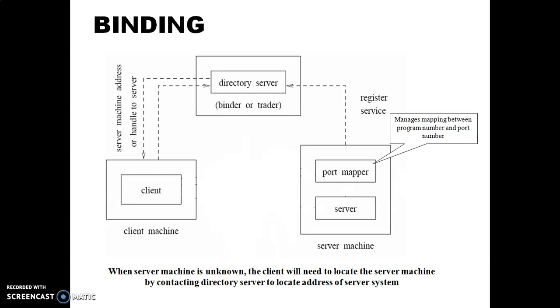When the server machine is unknown, it means that the client does not know which server machine, maybe more than one server machines are available in the network, provides the procedure the client wanted to execute. So in that particular case, binding is required.